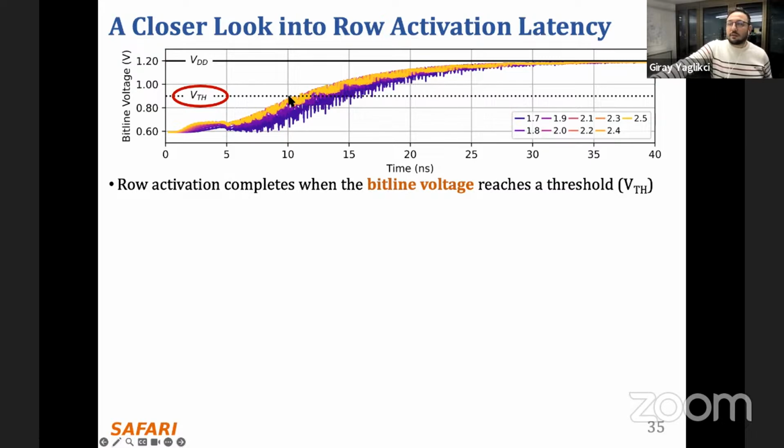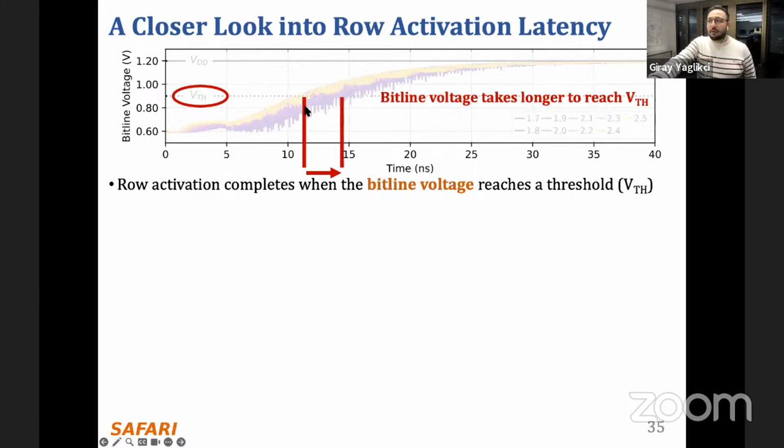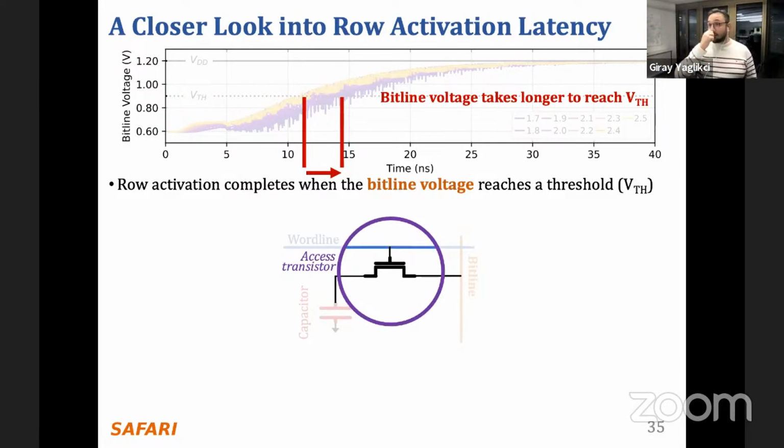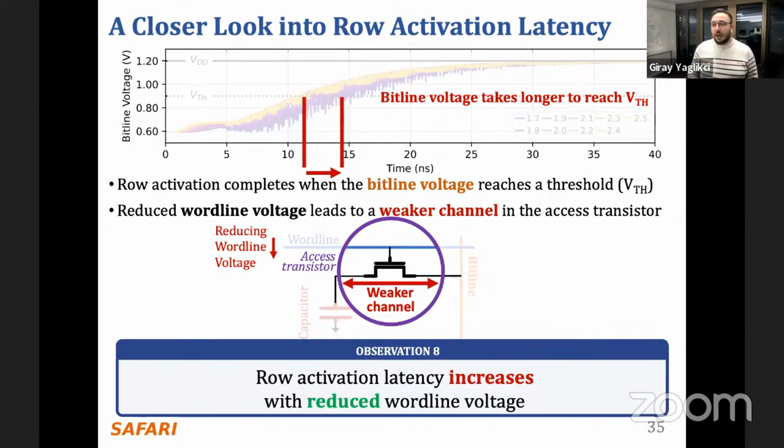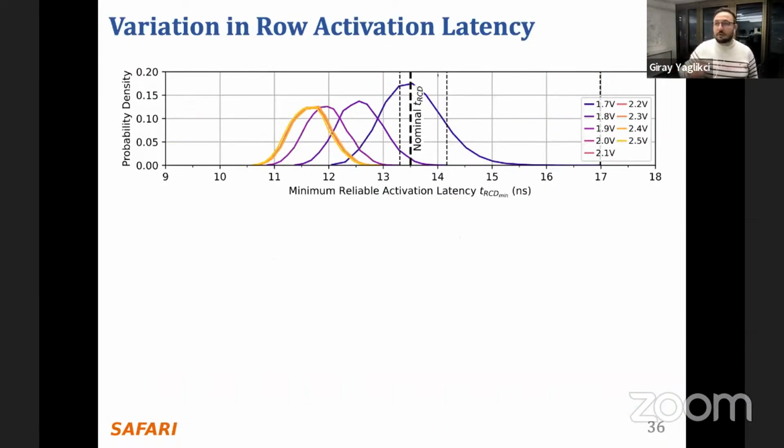If you look at when each curve cuts this point, you can see it happens at different times on the x-axis. So this cut point shifts from left to right as Wordline voltage reduces from 2.5 volts to 1.7 volts. So the takeaway is that bitline voltage takes longer to reach VTH when we reduce the Wordline voltage. And this is because the access transistor has a weaker channel when we reduce the Wordline voltage. And row activation latency increases with reduced Wordline voltage.